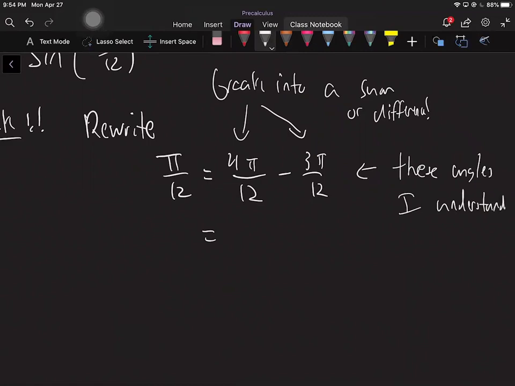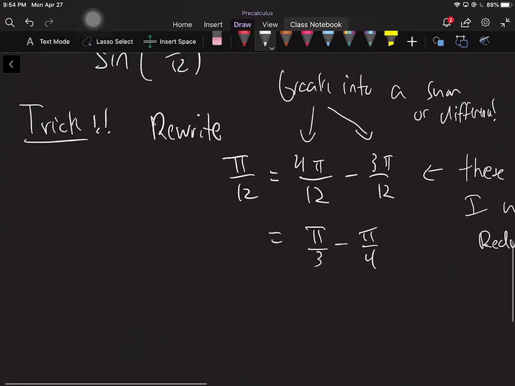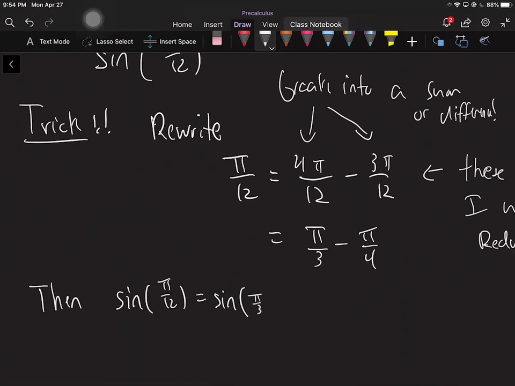And maybe you don't see that right away, but once you reduce, that's when you see that. So 4 over 12 is 3, and 3 over 12 is 4. And I know about pi over 3, and I know about pi over 4, and that's the key to doing this problem. Because then you can just look at thinking of pi over 12 as pi over 3 minus pi over 4. And then you can use a formula at this point.